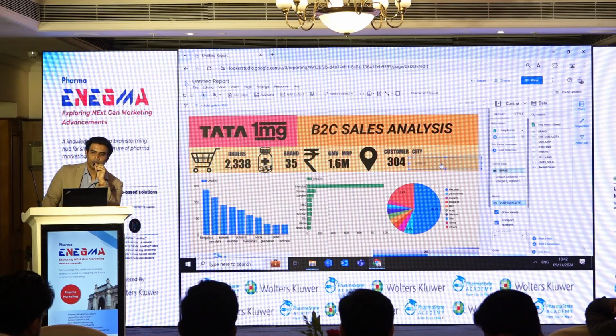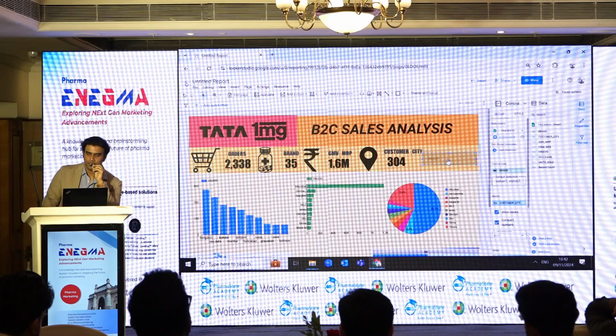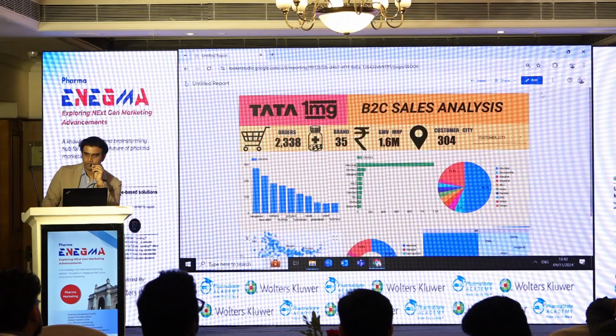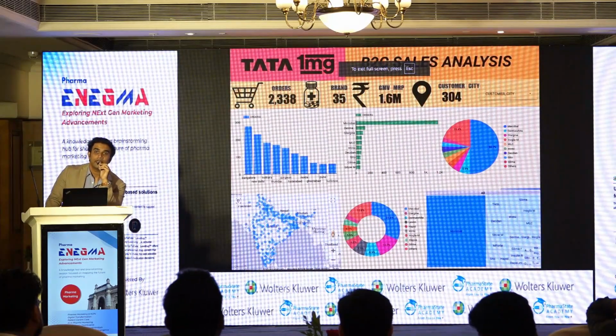And I don't want a drop-down list of my brand. I want a drop-down list of the city. So you can see the brand filter here. Just select customer city and drop it. Done. So basically my analysis is ready.